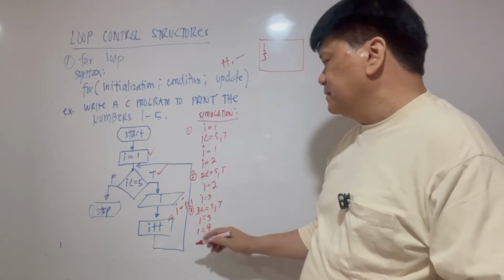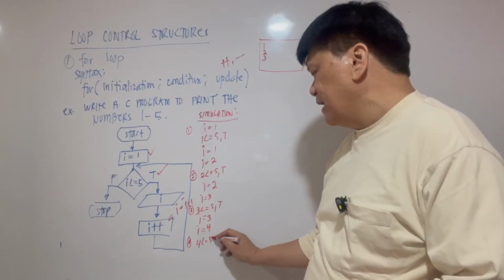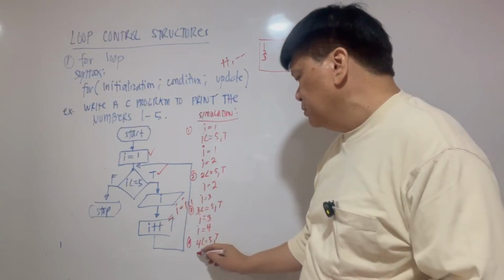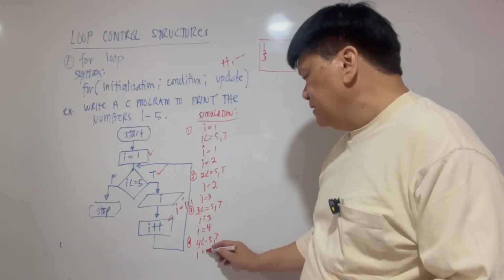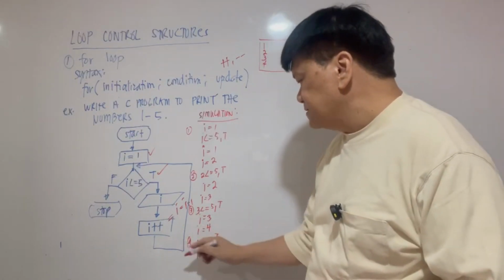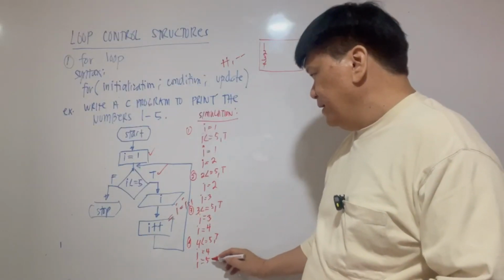Then you go back, and then you test again. Is 4 less than or equal to 5? That is still true. And then what happens next? Output I, the value of I is 4. Then you output 4. Then next, you update the I, which now becomes 5.